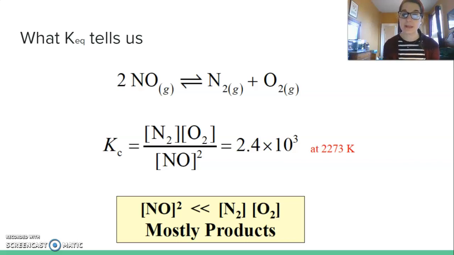So again, if we have a Keq value of either Kc or Kp, sorry, I use those kind of interchangeably, but Keq includes Kc and Kp. I don't know if I ever clearly expressed that, but Kc and Kp are both types of Keq. But anyhow, if it is less than 1, we have mostly reactants at equilibrium. If it's more than 1, especially if it's greater than 10, we have mostly products. If it was equal to 1, that would mean that we have equal amounts of products and reactants.